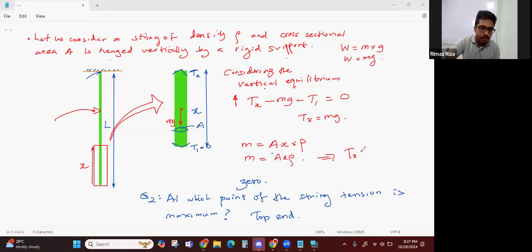Therefore we can write Tx as, so I can substitute m, A x rho g. So here A is constant, cross-sectional area is constant, density of the string is constant, gravitational acceleration is a constant. So therefore Tx equals A rho g, a constant, times x. So the variation is, you can see, y equals mx. So it's a straight line. Right, now you can see when x equals 0, Tx is 0. So obvious, right? When x equals 0, that means at the bottom end, the tension is 0. And the tension is maximum when x is maximum. The maximum x value is capital L because we can see that x varies from less than or equal to capital L, greater than or equal to 0, right?